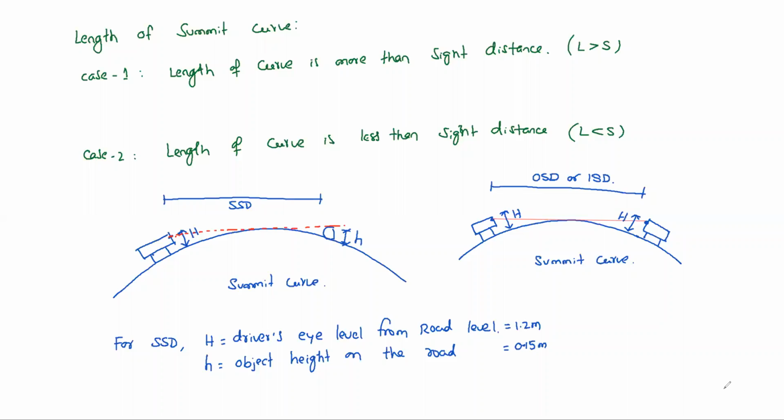Length of curve is more than sight distance. What is the formula? That we will derive. See here. Assume this is the up gradient meeting with the down gradient, something like this. Then suppose this is the curve.